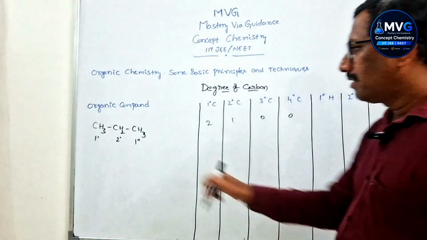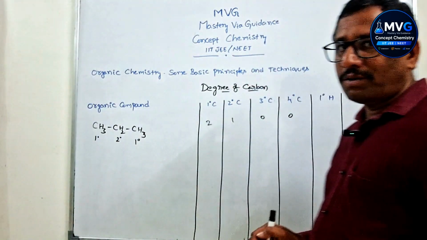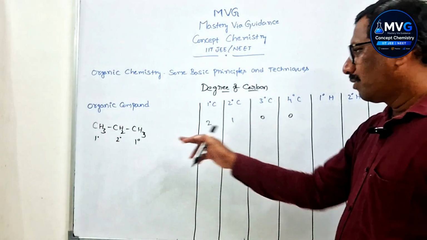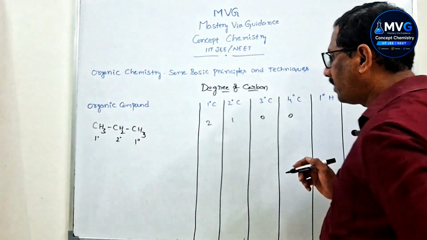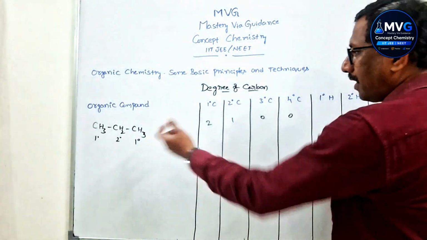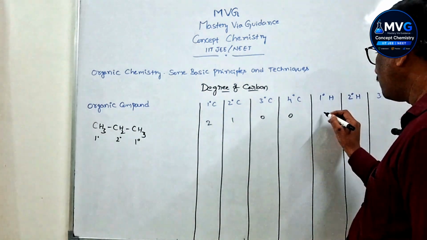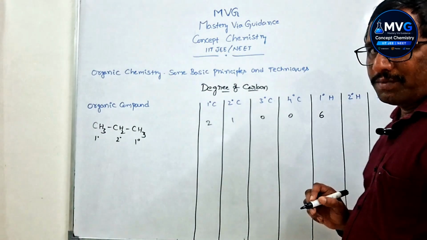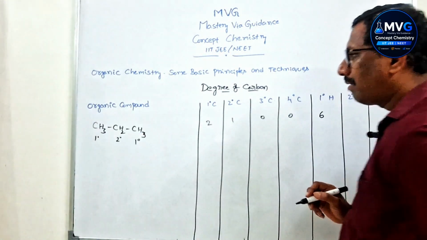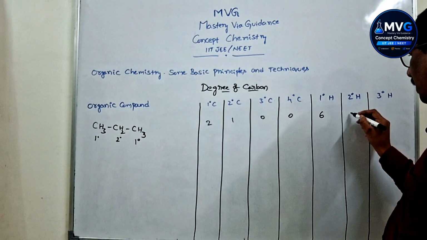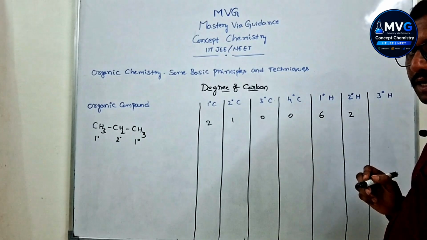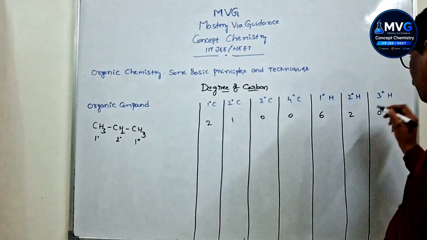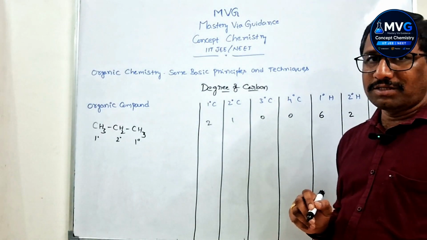Next, hydrogens. Primary carbon attached hydrogens are primary hydrogens. So here two primary carbons are attached with 6 hydrogens, those are the primary hydrogens. Secondary carbon attached with 2 hydrogens, those are the secondary hydrogens. No tertiary carbon, so no tertiary hydrogens.